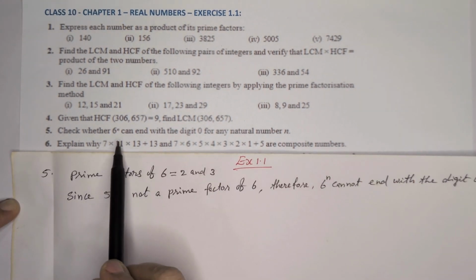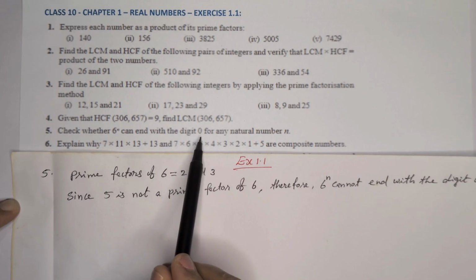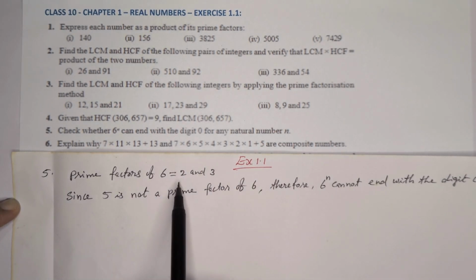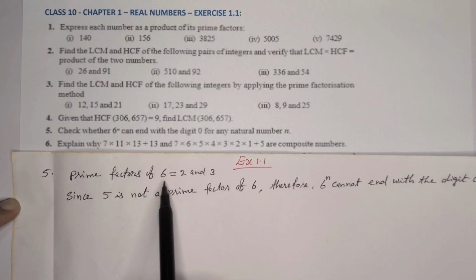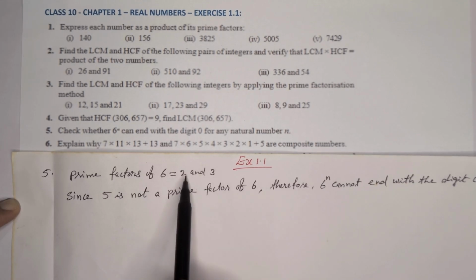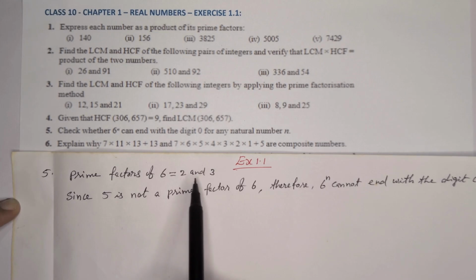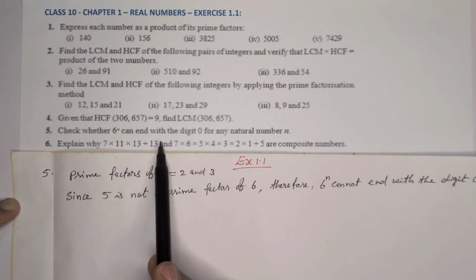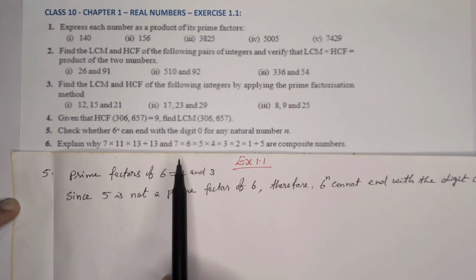Question number 5. Check whether 6 raised to n can end with the digit 0 for any natural number n. We know that the prime factors of 6 are 2 and 3. 2 into 3 is 6. Here 5 is not coming. If 5 is there, then 2 into 5 gives 10, with 0 in the unit place. Since 5 is not a prime factor of 6, therefore 6 raised to n cannot end with the digit 0.